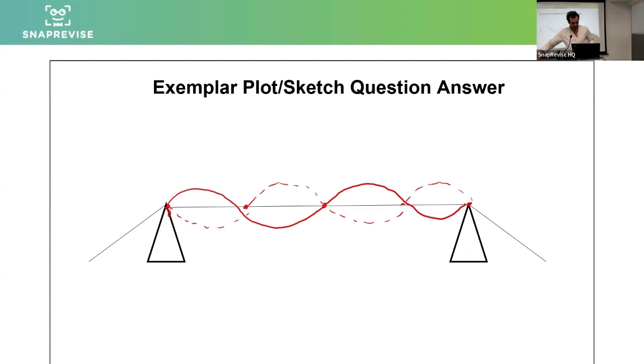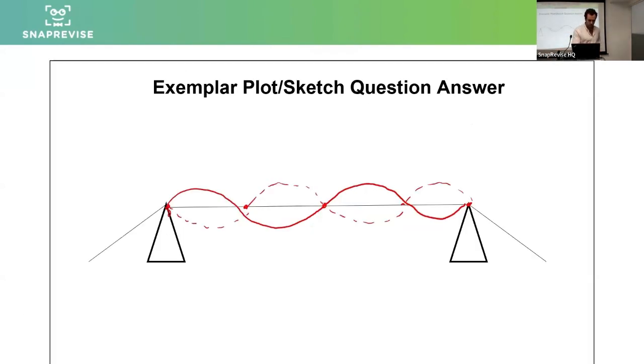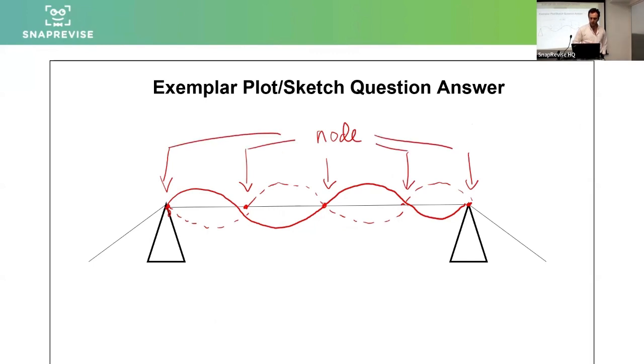Yep. My question says label the positions of the nodes. Okay, that's fine. Node. You can write node 5 times, or you can probably save yourself a little bit of time.